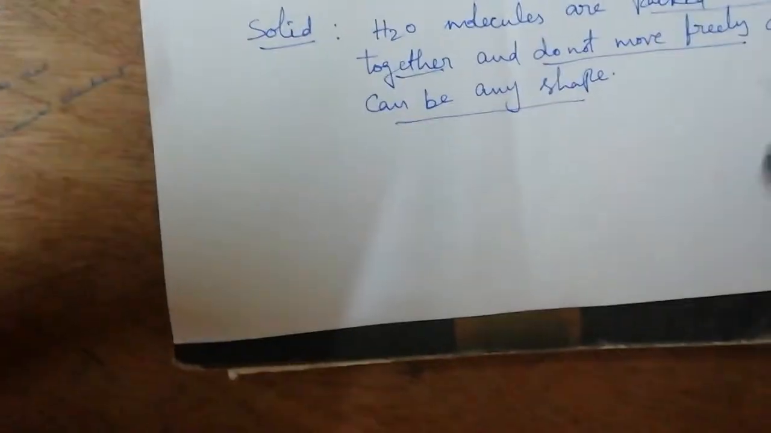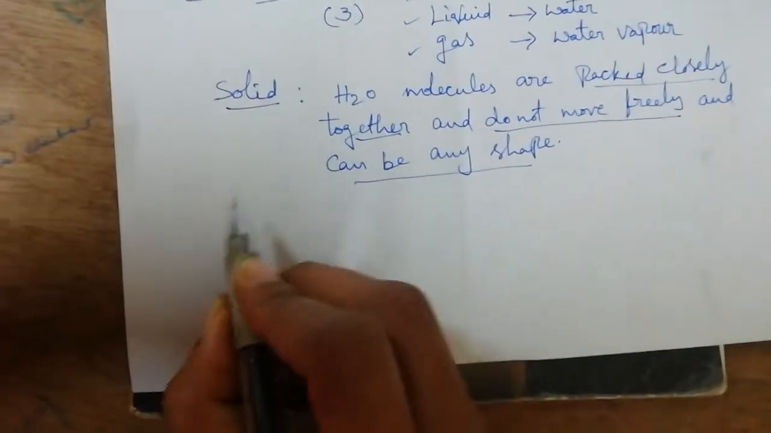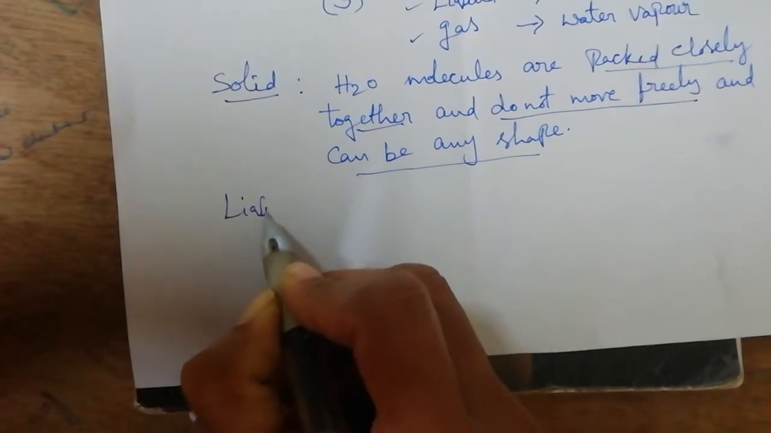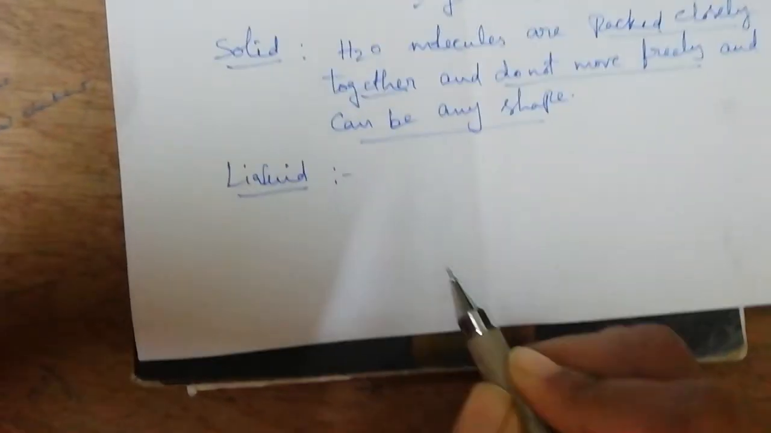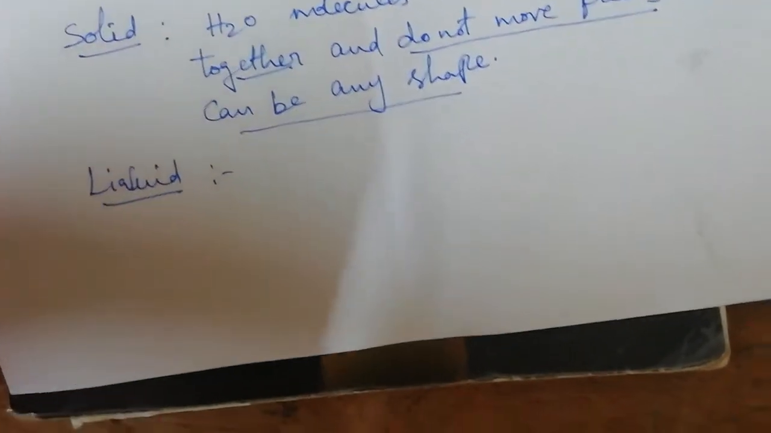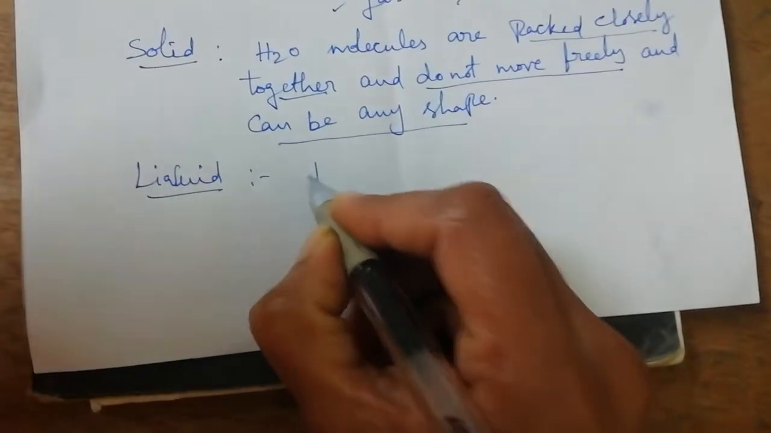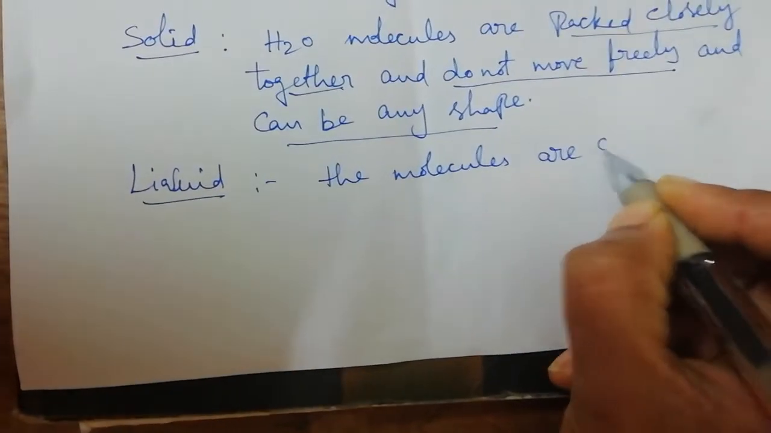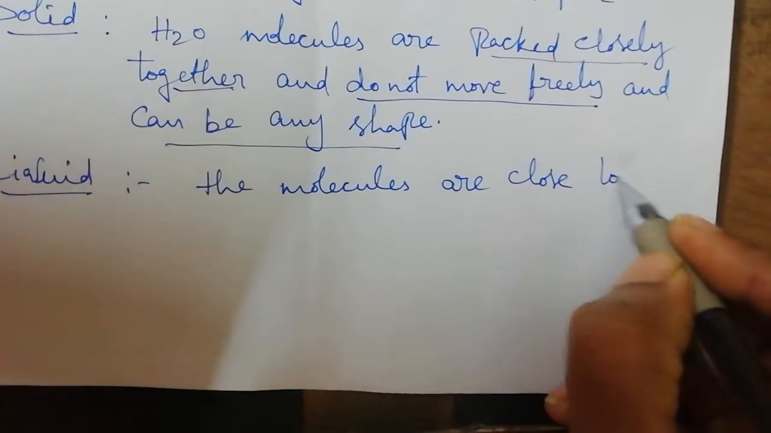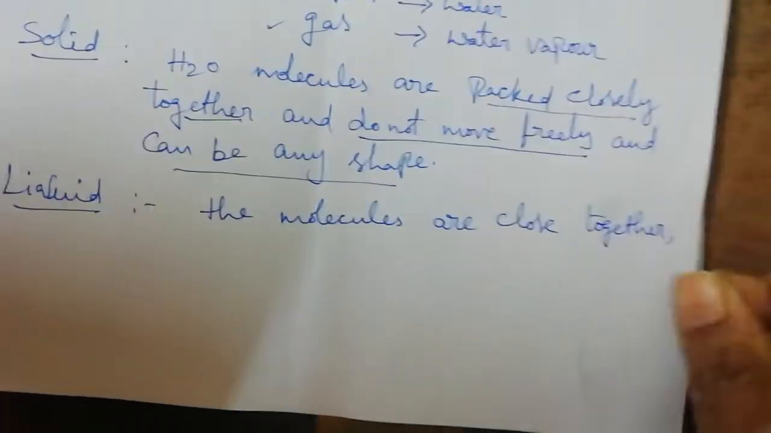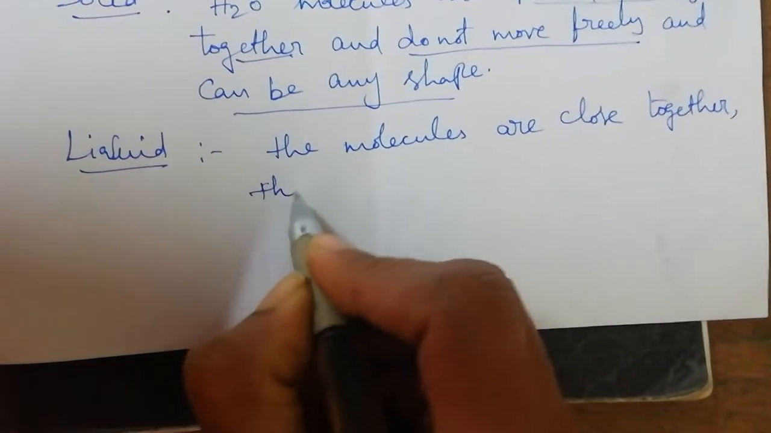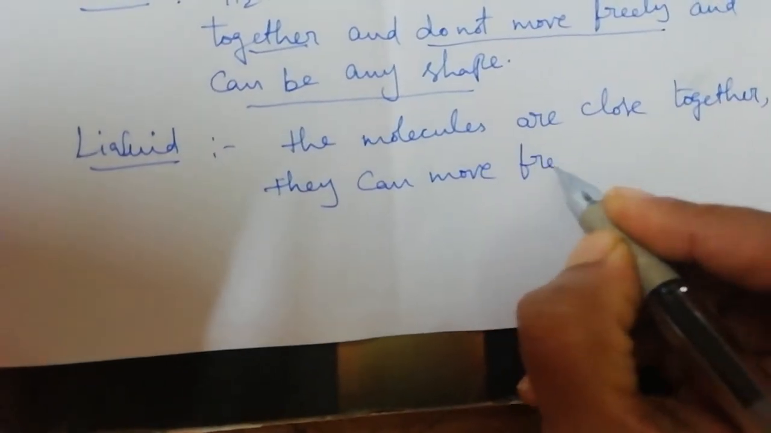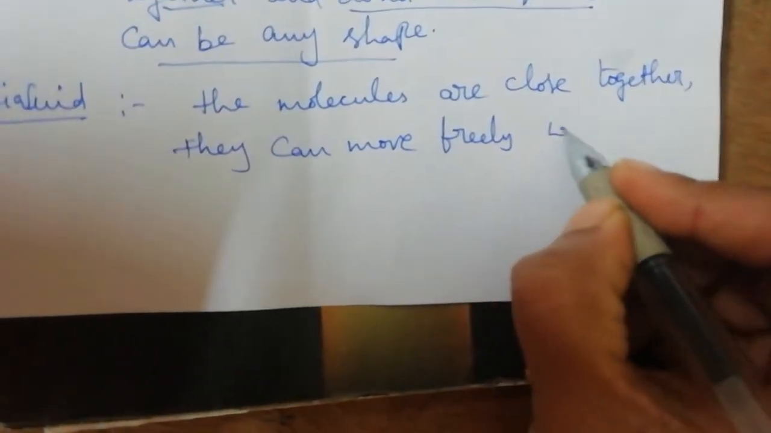Next, you can see this phase of the water practically also by using your refrigerator. And next, when water is liquid, the molecules are close together, but the difference is they can move freely here in this phase. They can move freely within their container.